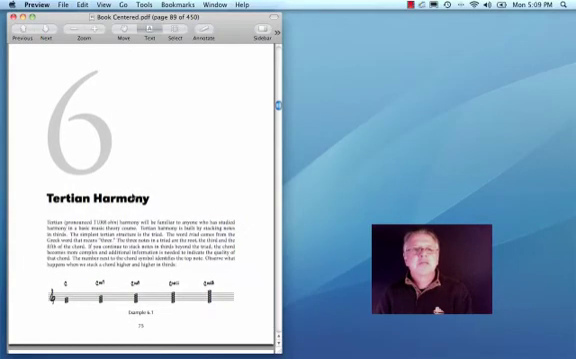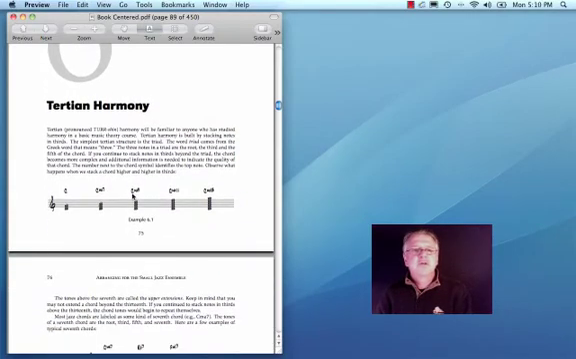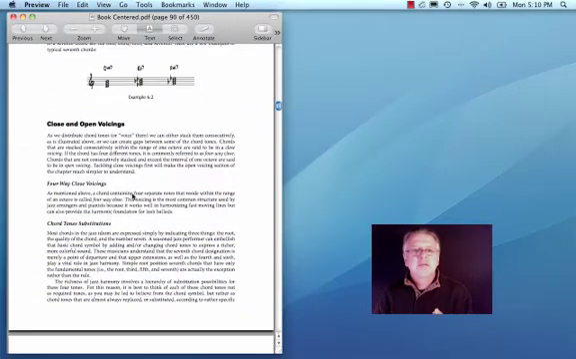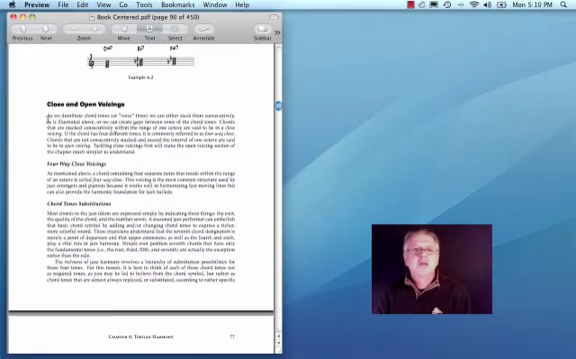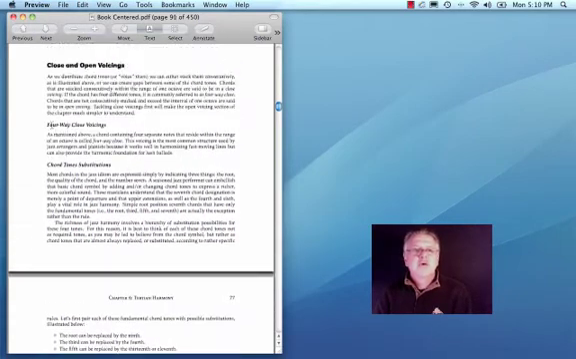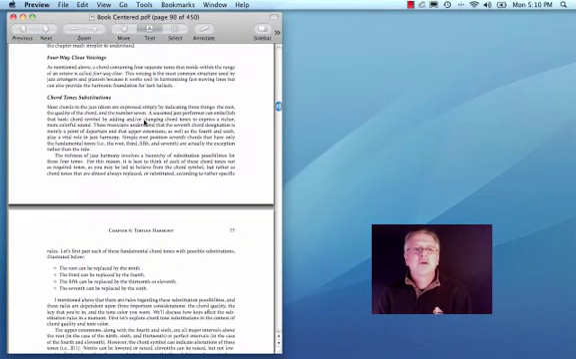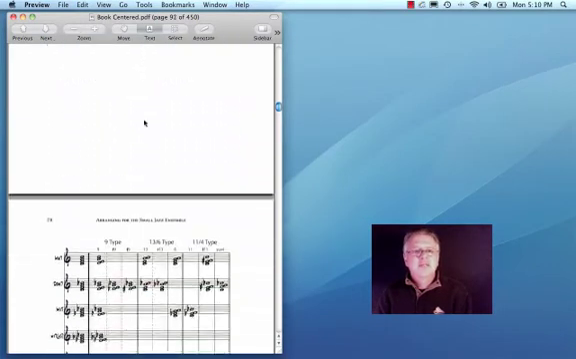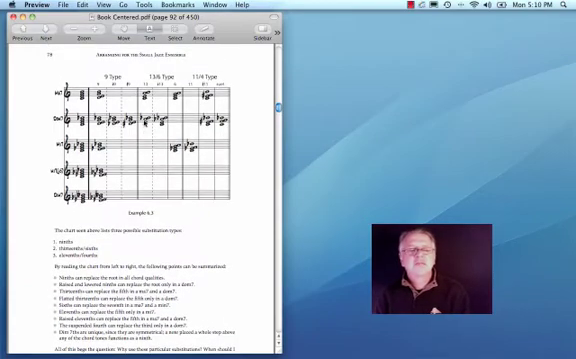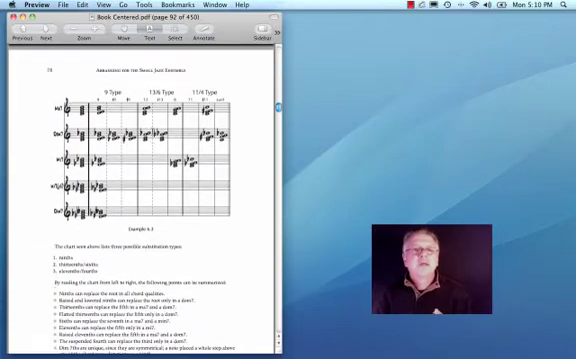Okay, the chapter begins with a discussion of tertian harmony, chords built in thirds, and there's a description of open and closed voicings. We're talking about close voicings that are within an octave, and with four-way, that means there are four different notes within that octave. Then there's a substitution chart that we'll be referring to as we go through the first assignment, assignment 6.1.